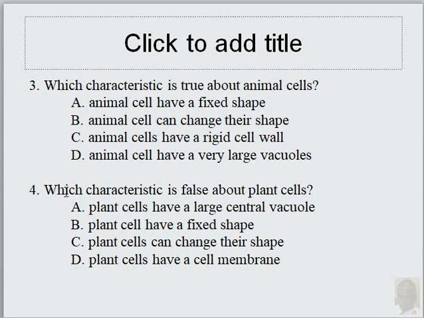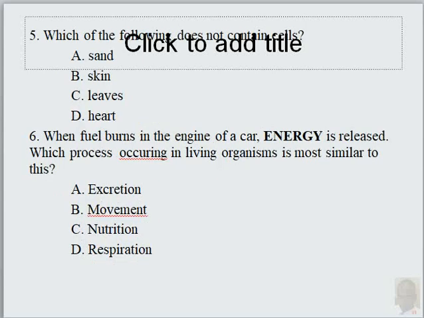So which of the following characteristics is false about plant cells? Plant cells can change their shape. Would that be false? Yes, that would be false. Plant cells have a fixed shape. That would be true. So the correct answer would be C. Plant cells can change their shape is not true because we know that they have a rigid cell wall that prevents them from doing that.